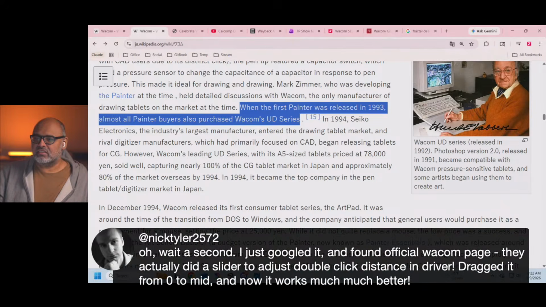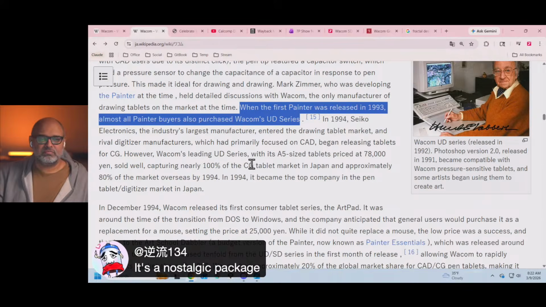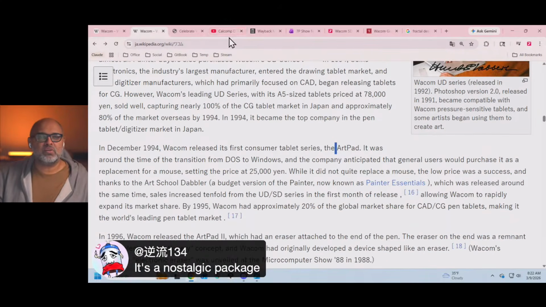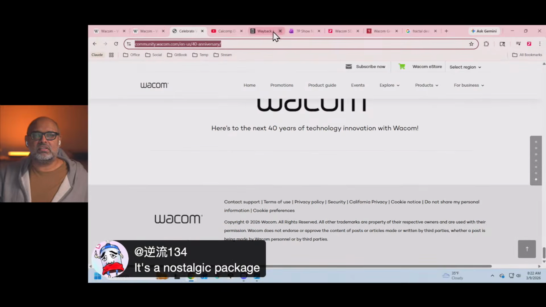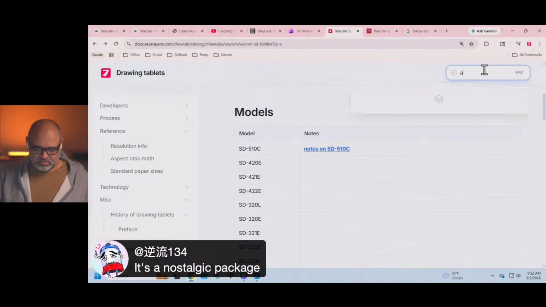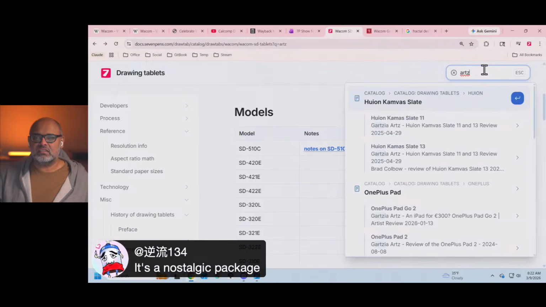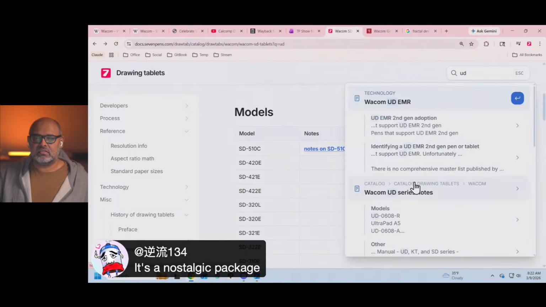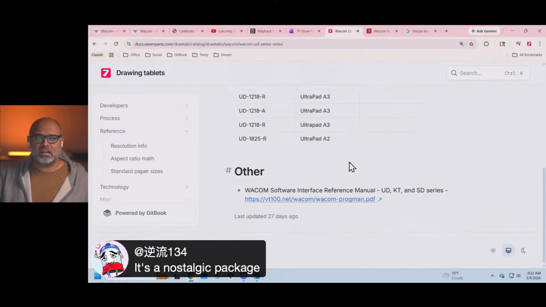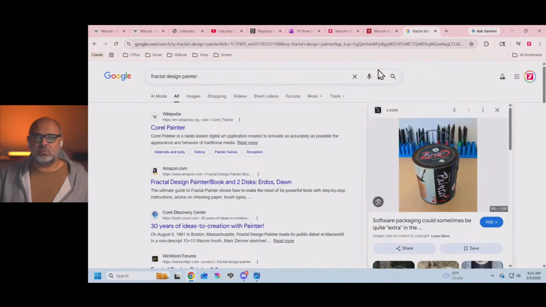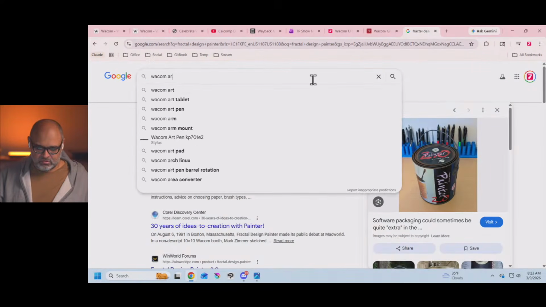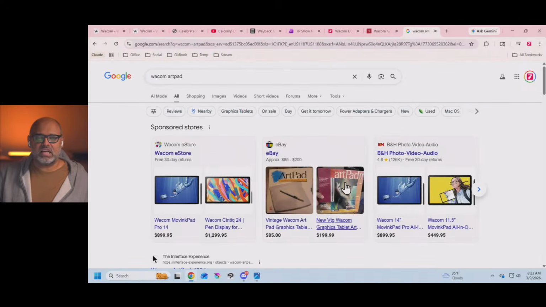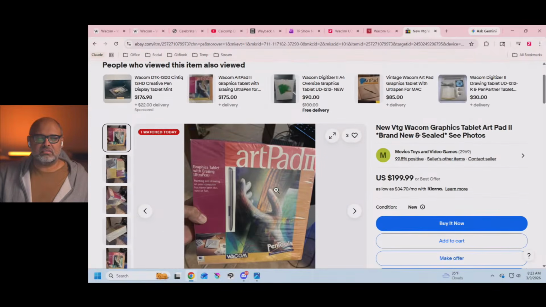You found it, Nick? Good, fantastic. It is a very nostalgic package indeed. Okay, so the ArtPad is what I had, and let me show you the ArtPad here. I think I have an ArtPad photo. They had different names like ArtPad and ArtZ. Let me just look up the UD series. Ultra Pad. I don't think I have photos, but let's find one on the web. Wacom ArtPad.